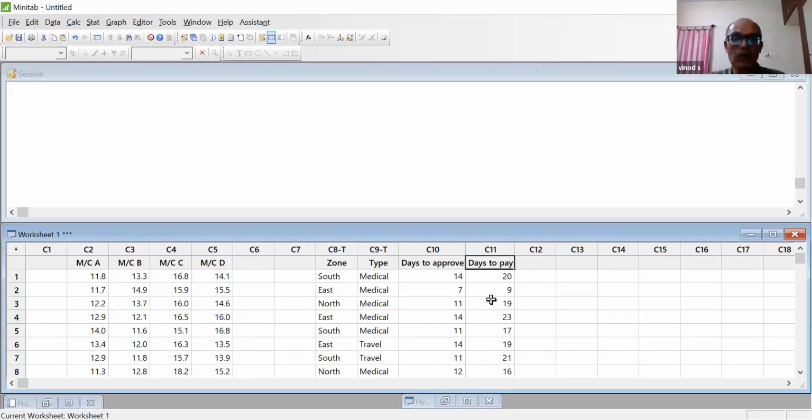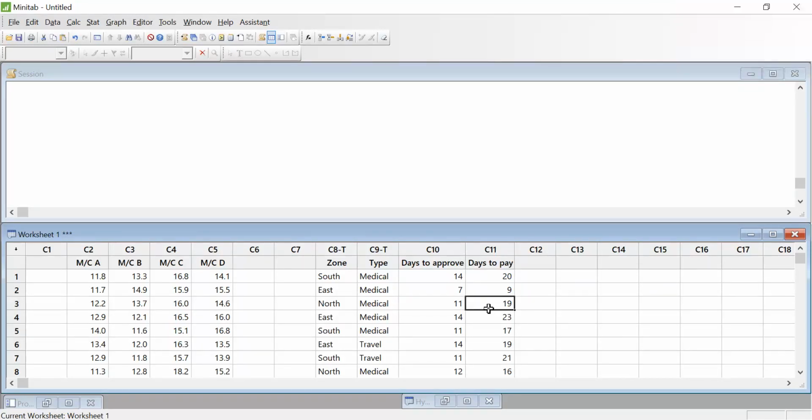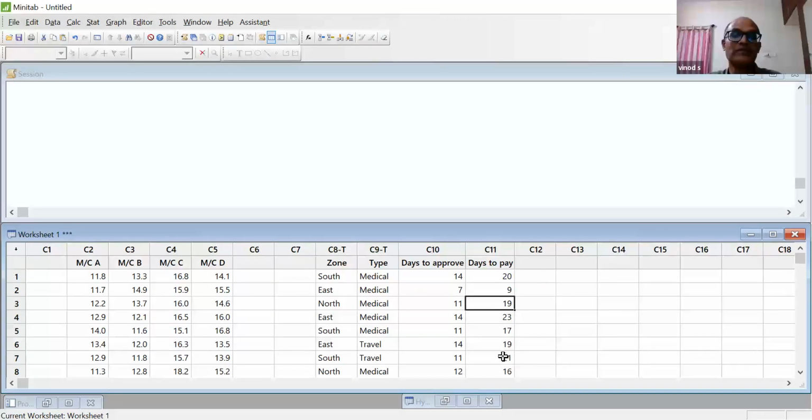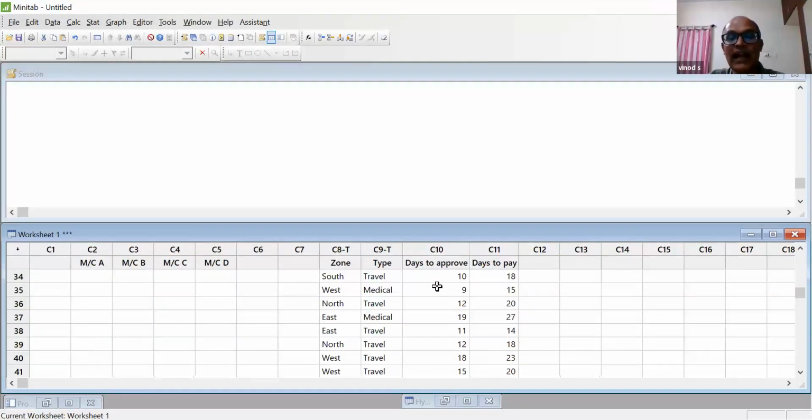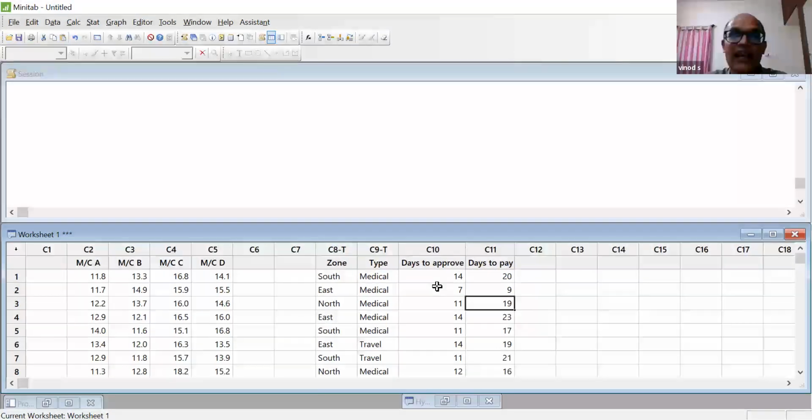Okay. Now we want to study one by one. The first question is that there is a suspicion that the average days to approve is more than 19 days, with a standard deviation of 3.5. So I'll write the suspicion statement.